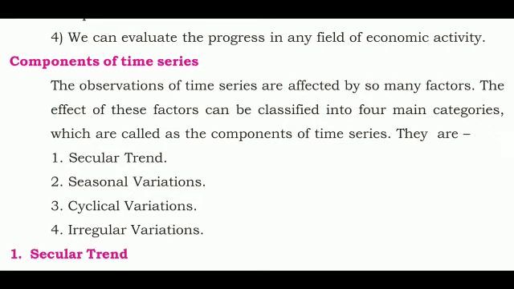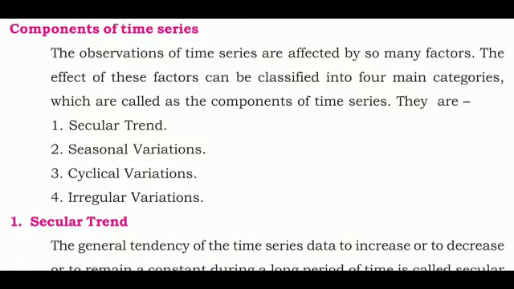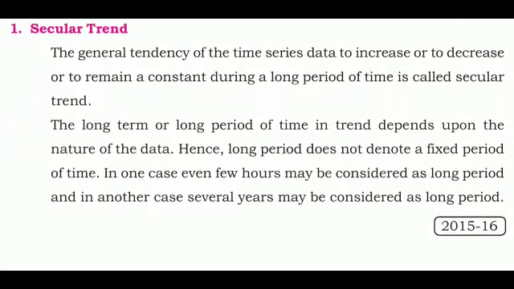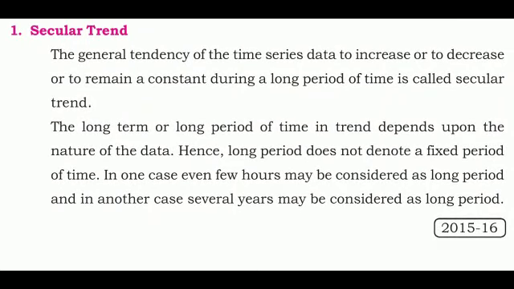So these are the four important components of time series: secular trend, seasonal variations, cyclical variations, irregular variation. We will see one by one what it means. Coming to the first one, secular trend. Now what does it say? The general tendency of time series data to increase or to decrease or to remain constant during a long period of time is called secular trend.